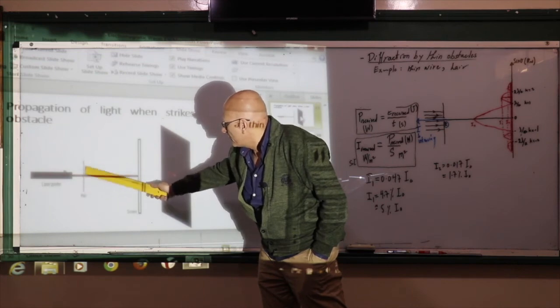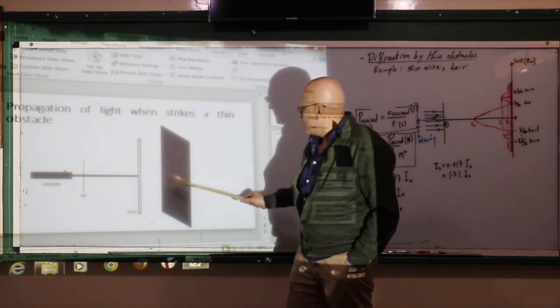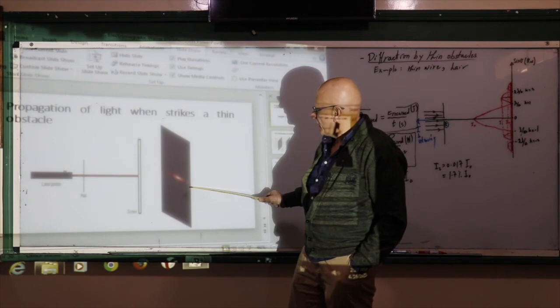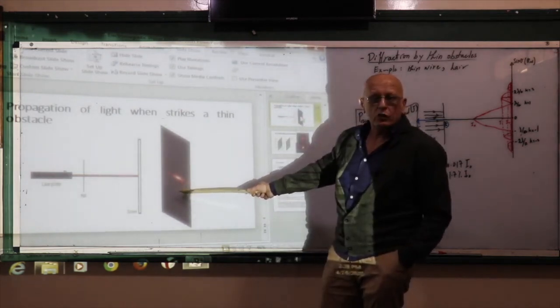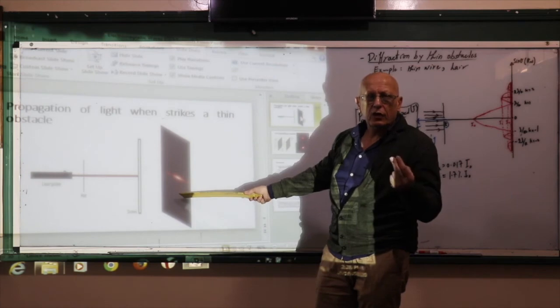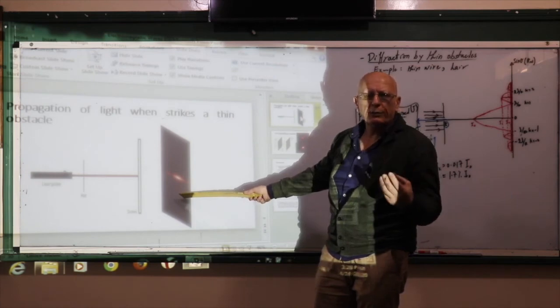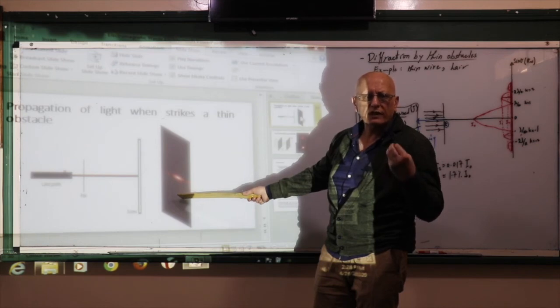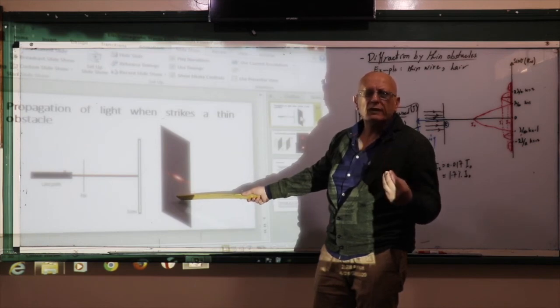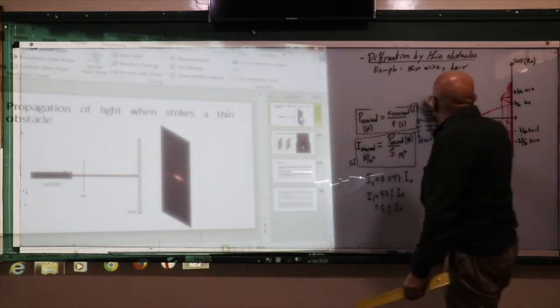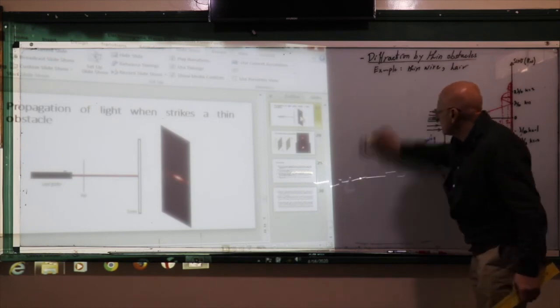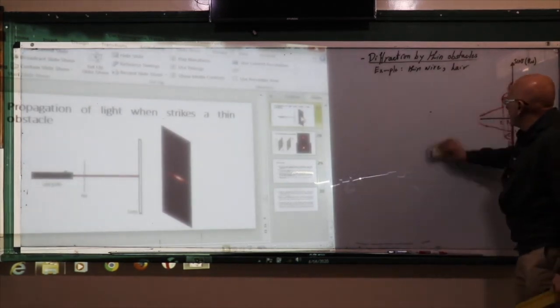What do you observe here? You observe this diffraction pattern, which is similar to that of the slit. So the equation of diffraction to determine the angular positions of dark fringes for the slit is used the same for thin obstacles. So I am going to write them, which are the same.